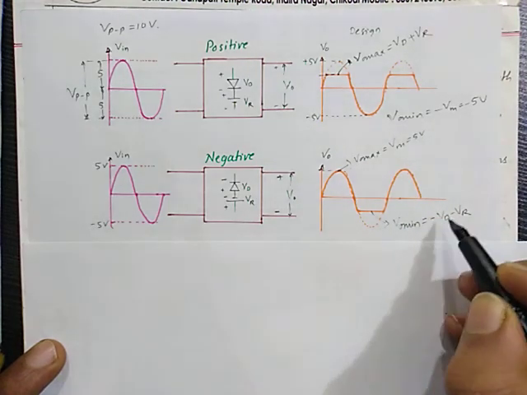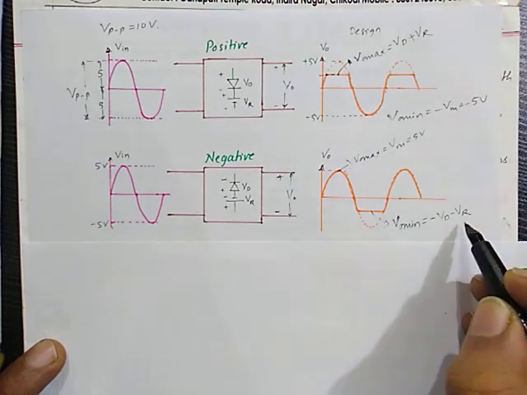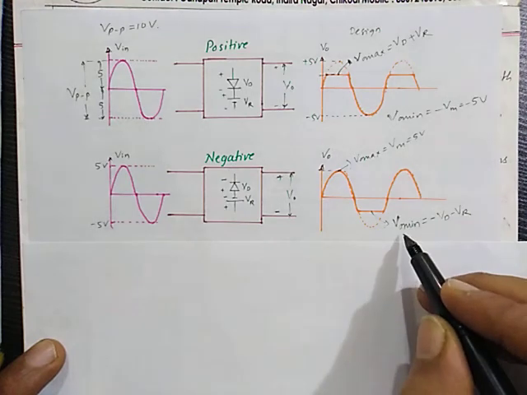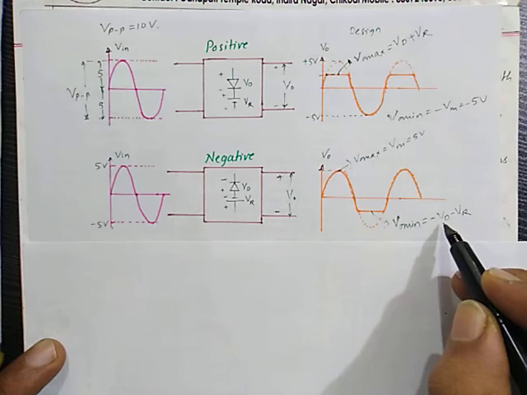Depending upon our requirement, we will be able to get the value of VR here. Suppose you want 3 volt as the minimum level, at that time the diode drop will be equal to minus 0.7 volt.